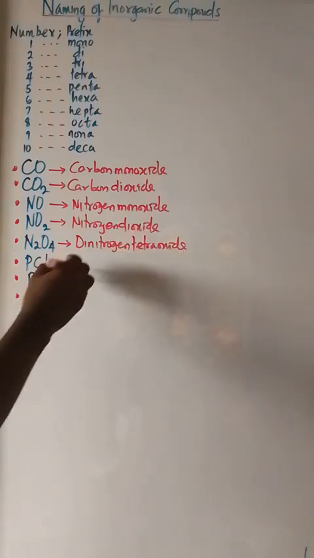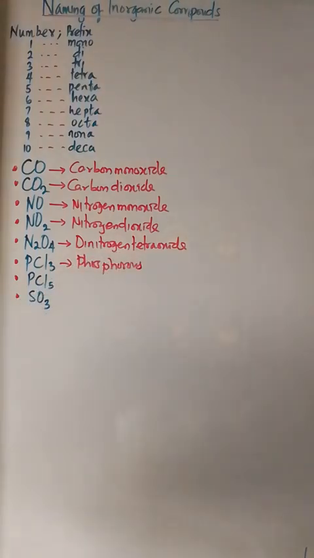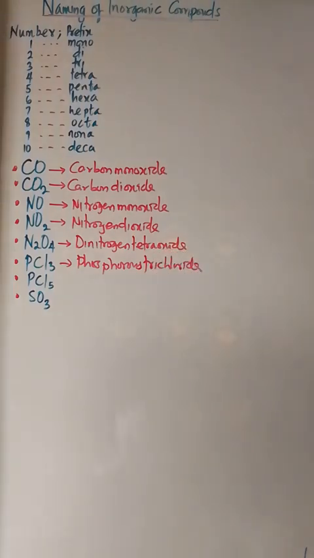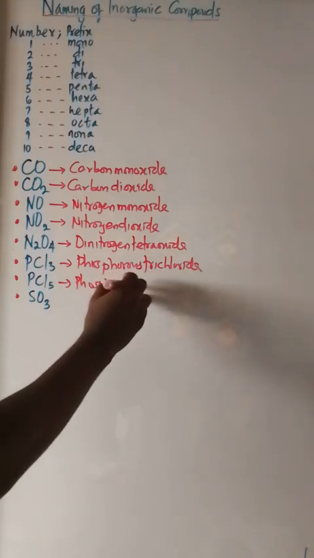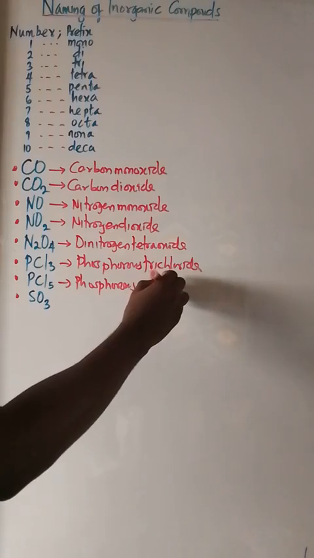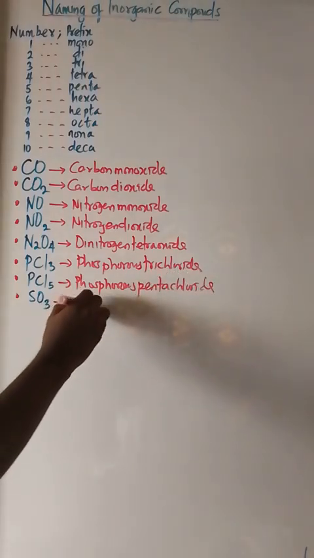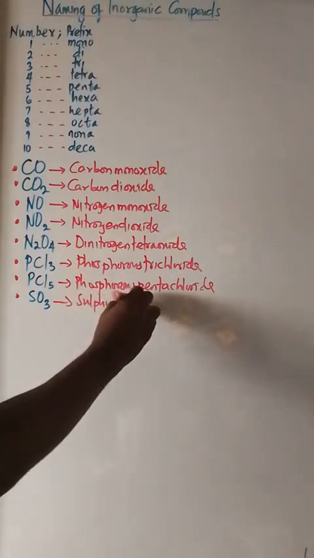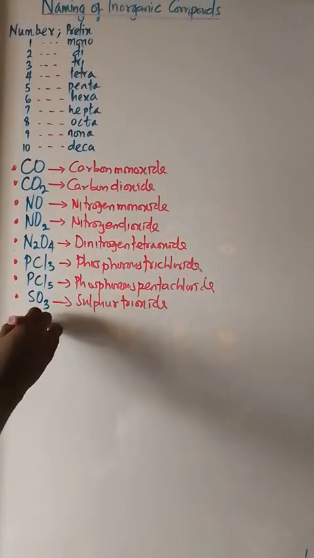Then for this one, we have phosphorus. Then we have three chlorine, that's trichloride. The next one is phosphorus. Five is what? Pentachloride. And here we have sulfur, three oxygen, trioxide. Three is tri.